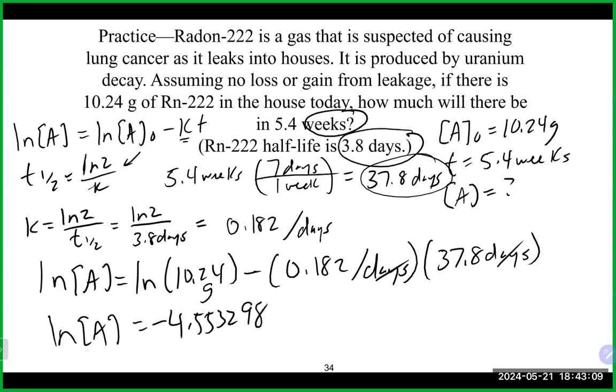4.553298. We're going to E both sides one more time for good measure, and we're going to end up with about 0.011 grams left over at this point. Any questions on that calculation?